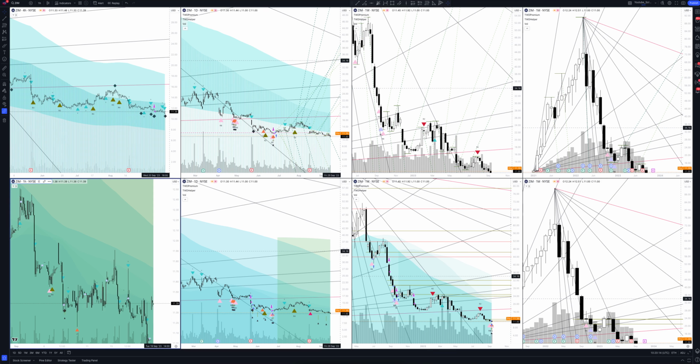Look at ZIM Integrated Shipping Services stock. Let's analyze the market situation and find out how you can make money on it.